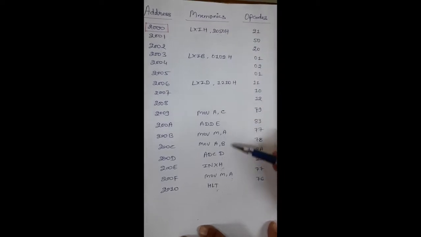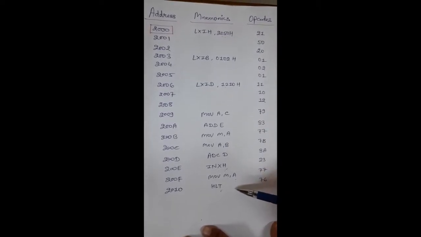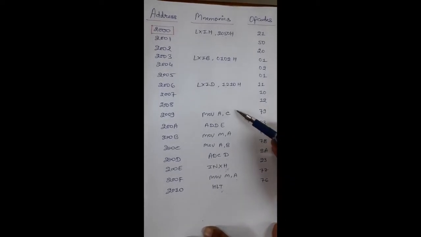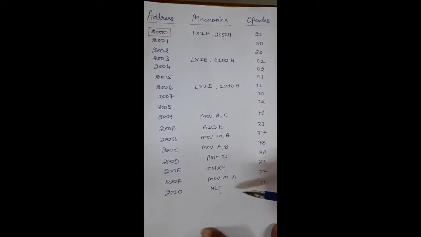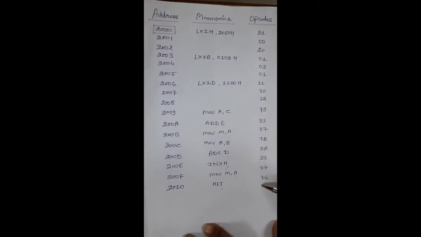And these remaining instructions we can see that these are only 1-byte instructions. So only opcode we will write here. There is no operand. So these are 1-byte instructions only. So this is how I have written the opcodes of all the instructions.